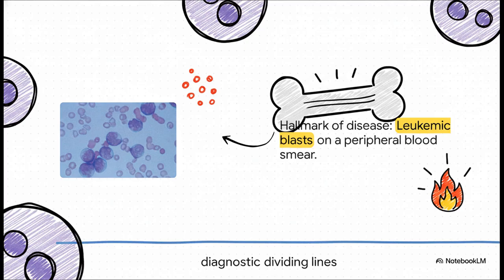Leukemic blasts on a peripheral blood smear, an abrupt onset of bone marrow failure, which clinically looks like petechia from thrombocytopenia, fever from neutropenia, and bone pain from marrow infiltration, coupled with these circulating blasts, that is a classic presentation you just absolutely cannot miss.